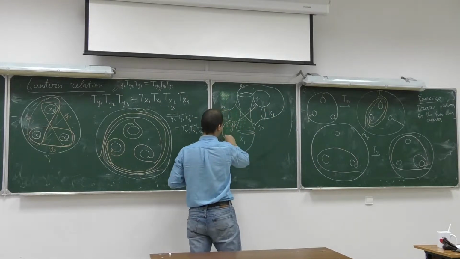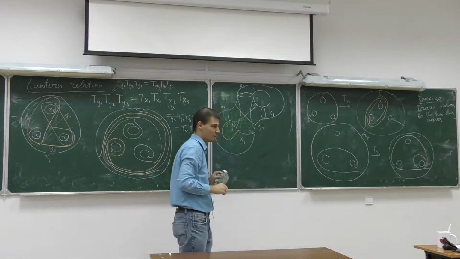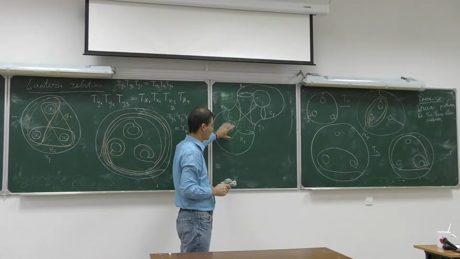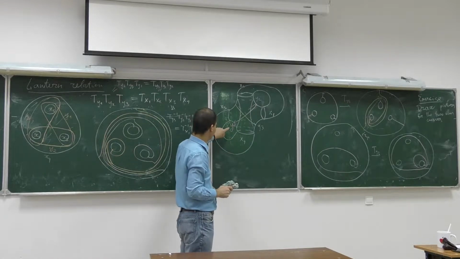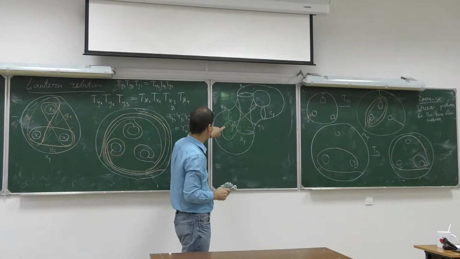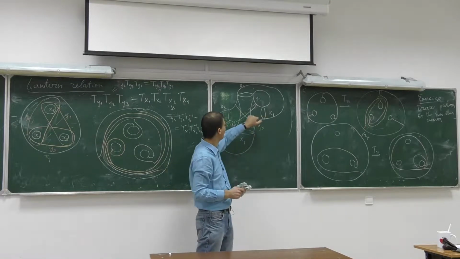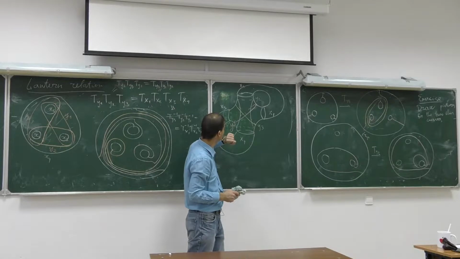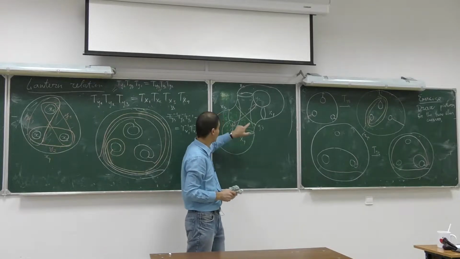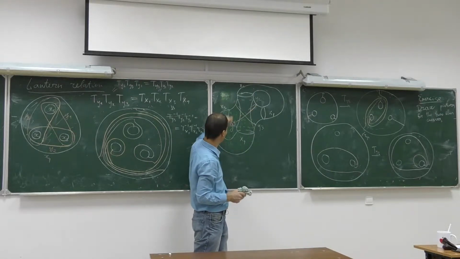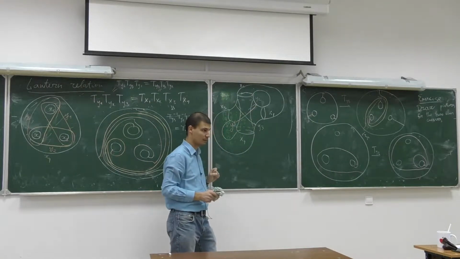This is the surface of genus 2. At the moment it is the surface of genus 2. But look, the x's are non-separating. Y3 is separating, but y1 and y2 are non-separating.